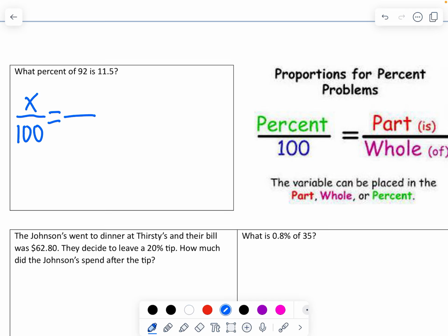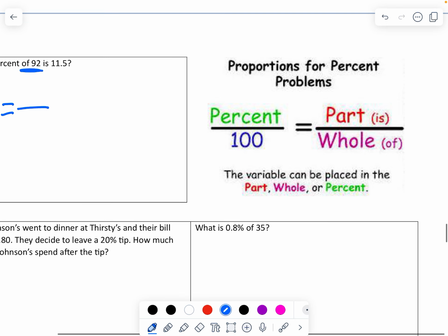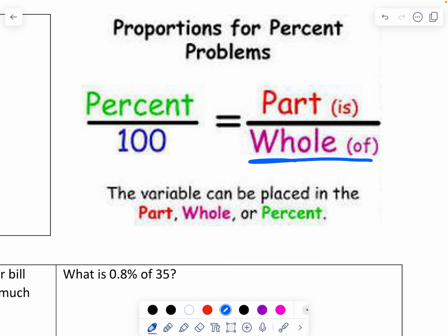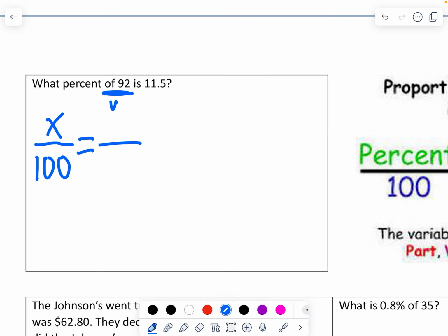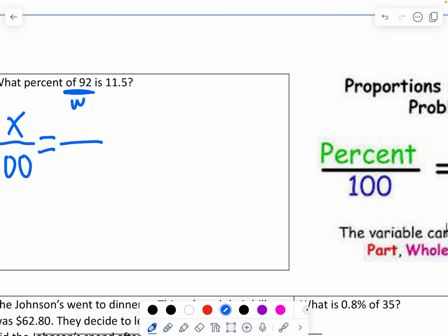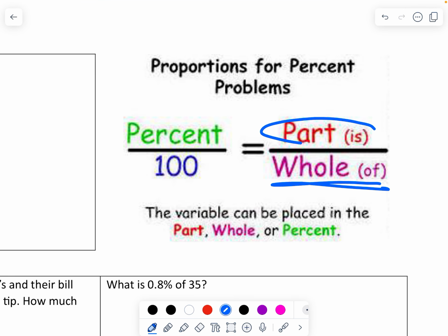And then we have to figure out, is the 92 the part or is the 11.5 the part, and which one is the whole? This says of 92, and if I look over here, of is the whole. So that means the 92 is the whole, and it says is 11.5, and is the part.